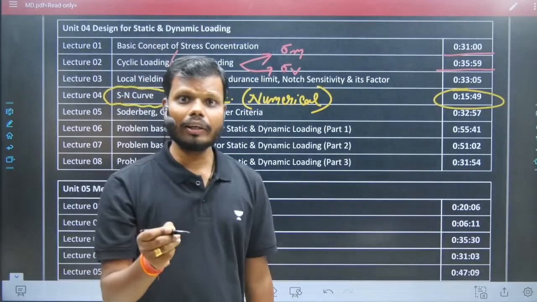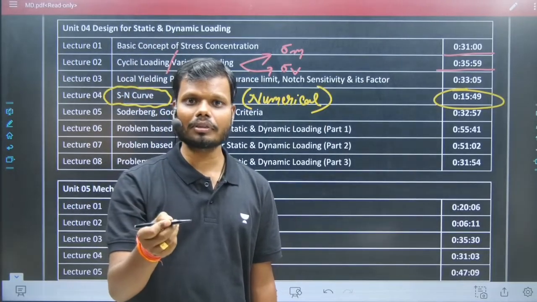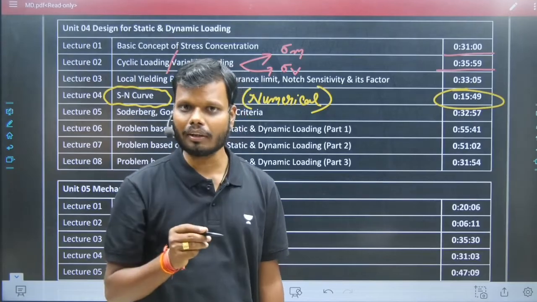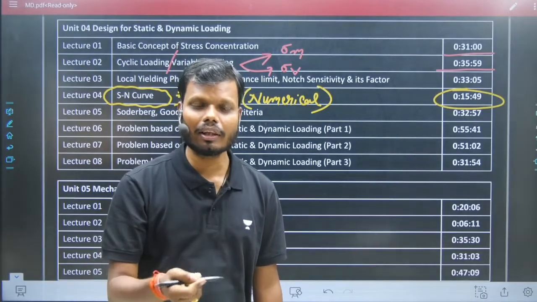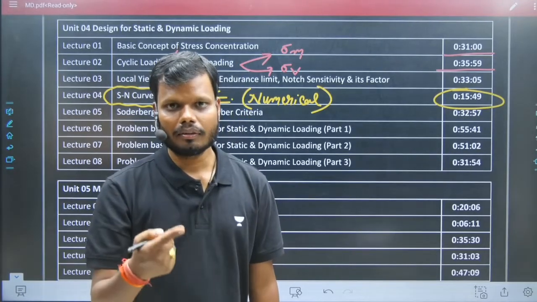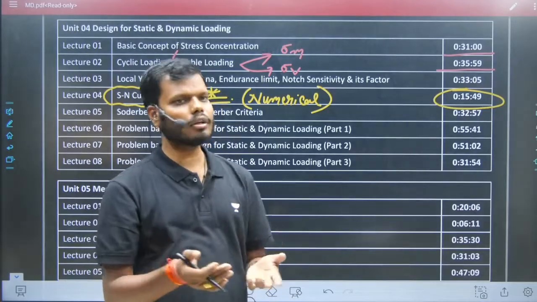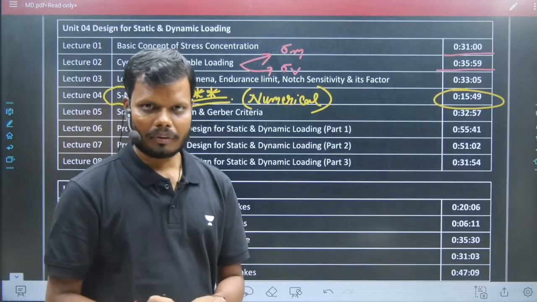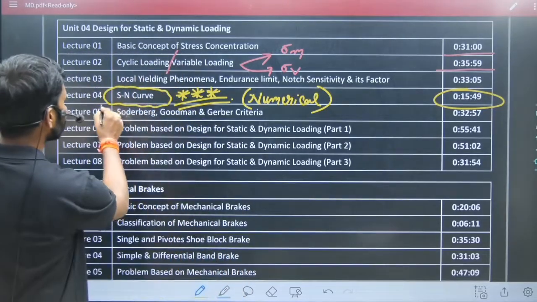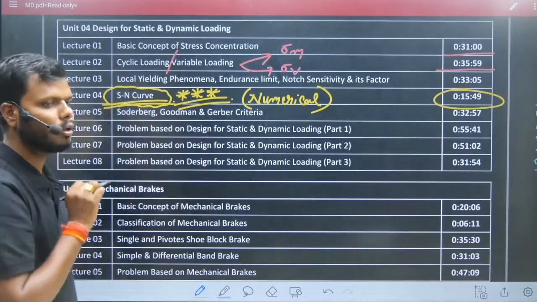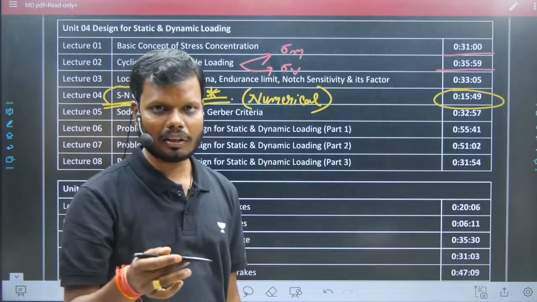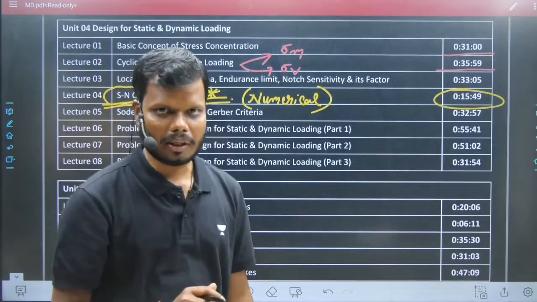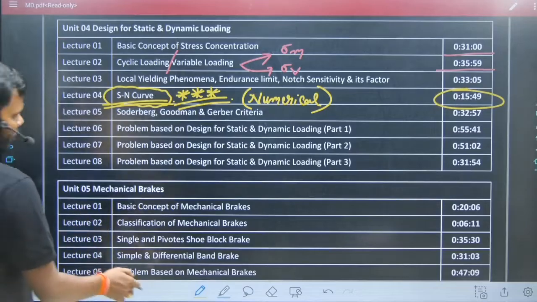How to calculate the number of revolutions of a shaft related to life of bearing? What is the strength related to speed? Okay, so all these fundamental concepts will be covered in 15 minutes 49 seconds. So don't miss this topic for the GATE examination, that is very important for GATE and many more examinations, numerical as well as theoretical part. Okay, next, Soderberg.